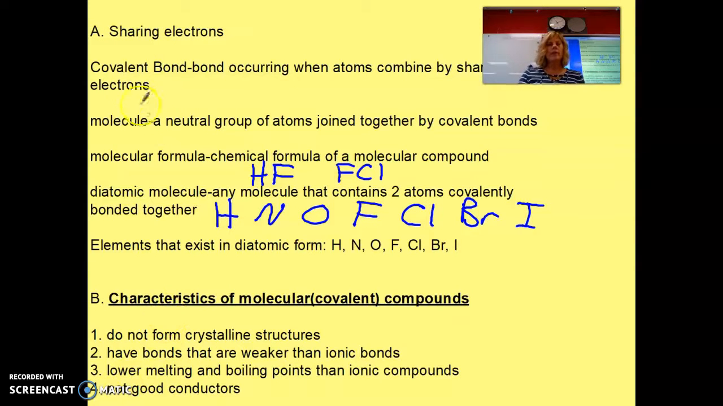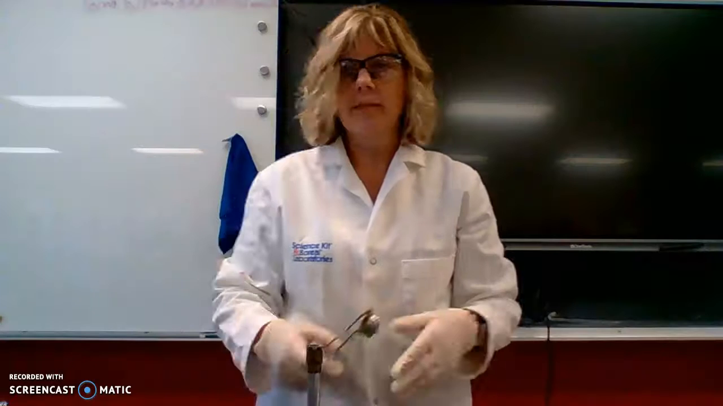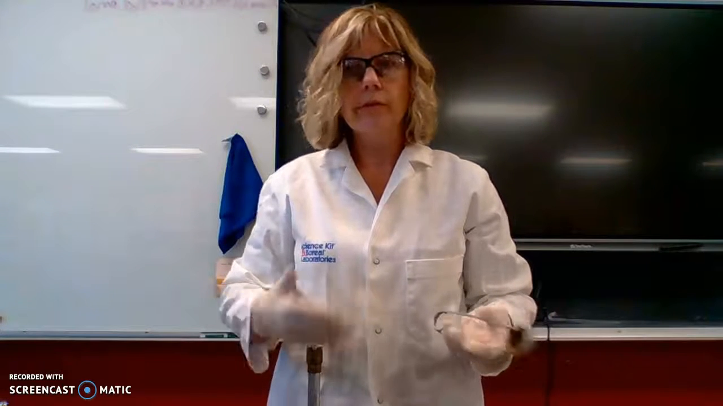All right, we kind of talked about this already, but I want to make sure that you get this in your notes. Covalent bonds literally means they're going to be sharing electrons. And technically, we talked about the definition of molecule already: a neutral group of atoms joined together by covalent bonds. So with that information, you should be able to complete worksheet 8.1 that goes along with your textbook.